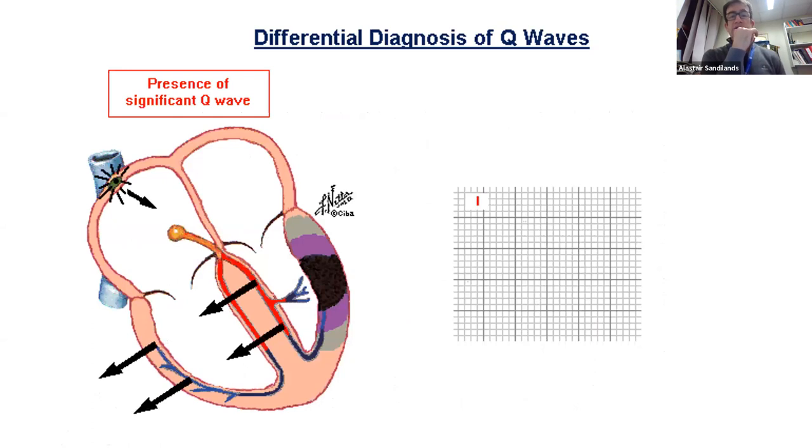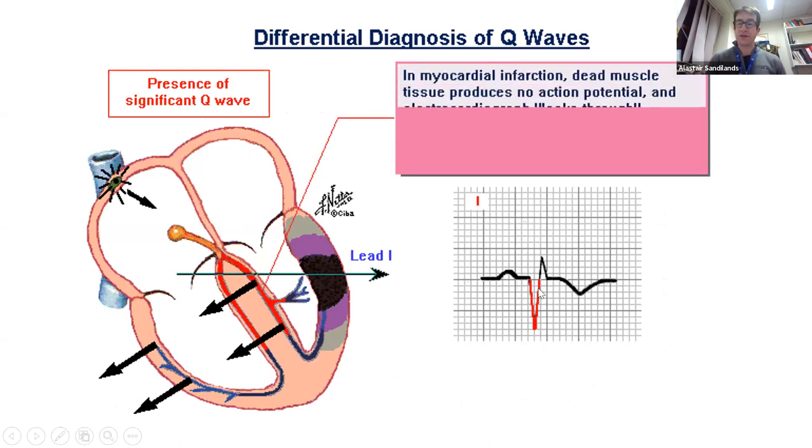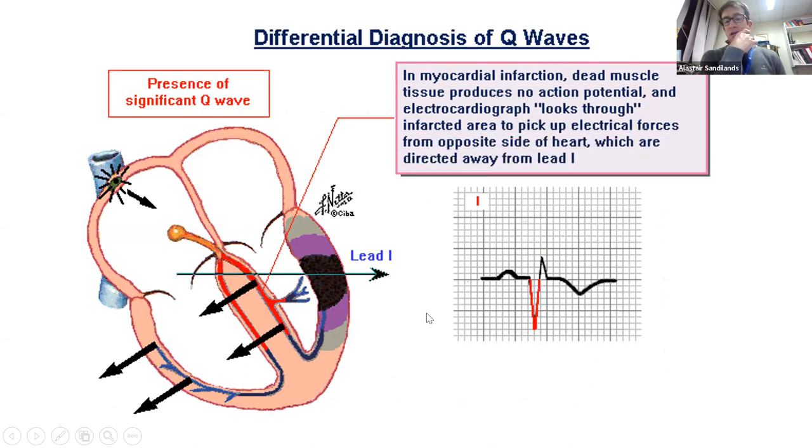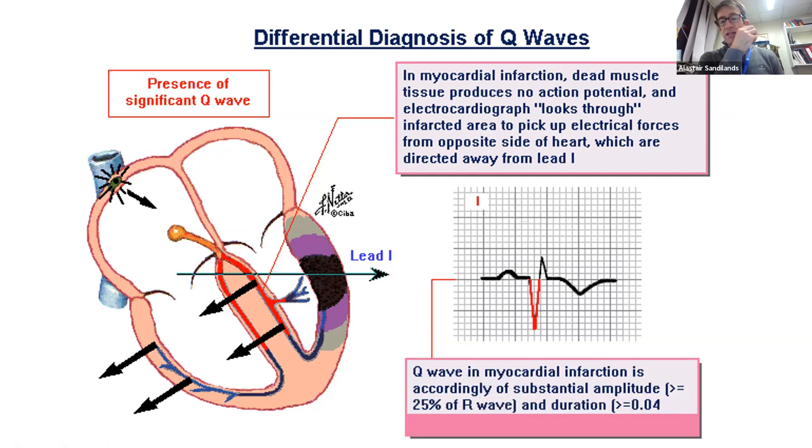Okay, next we have to think about Q waves. This is another branch of the QRS. By definition, the Q wave is always negative. It has to be about 40 milliseconds or greater, and also has to be greater than 25% of the R wave amplitude.